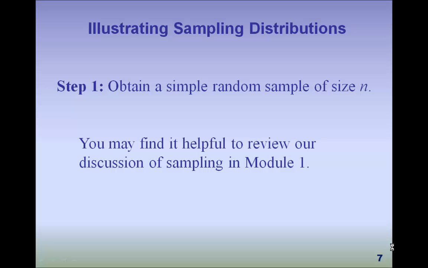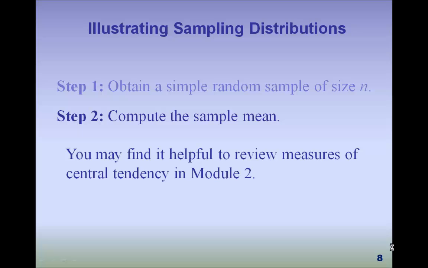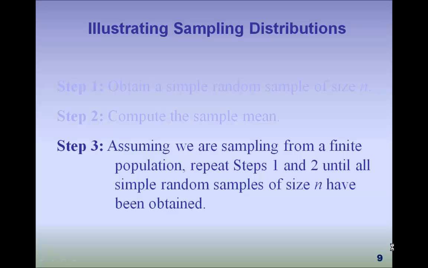Illustrating sampling distributions. Step 1. Obtain a simple random sample of size n. You may find it helpful to review our discussion of sampling in Module 1. Step 2. Compute the sample mean. You may find it helpful to review measures of central tendency in Module 2. Step 3. Assuming we are sampling from a finite population, repeat steps 1 and 2 until all the simple random samples of a specific size n have been obtained.